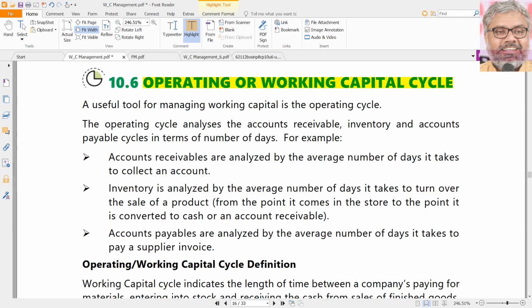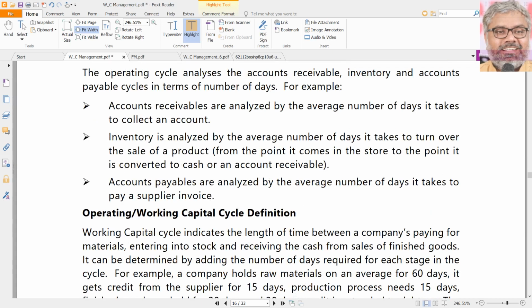But that is a different model. Operating cycle is a different model. Operating cycle basically looks at, of course, again the current assets, but it will look at the number of days a particular current asset is staying in the cycle. For example, for accounts receivable, what is the number of days we have to look at? How many days it takes to collect a particular amount is what has to be known, which is nothing but the average collection period, which we should already know as part of ratio analysis.